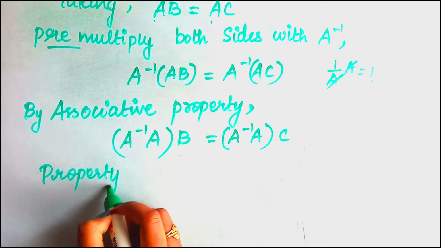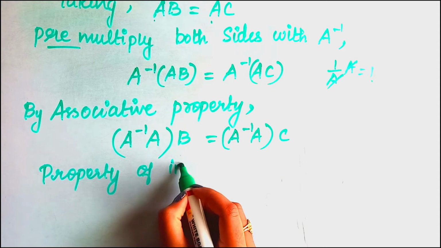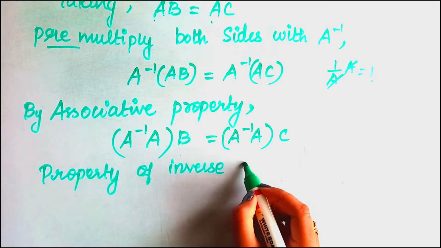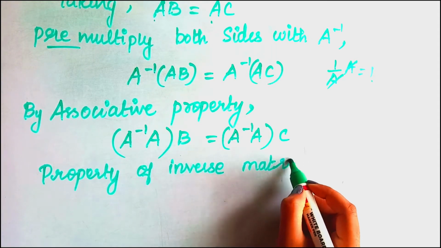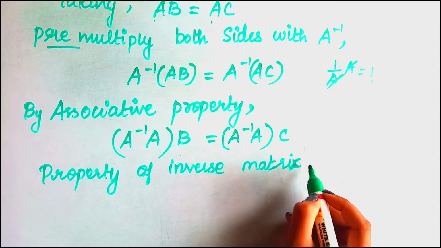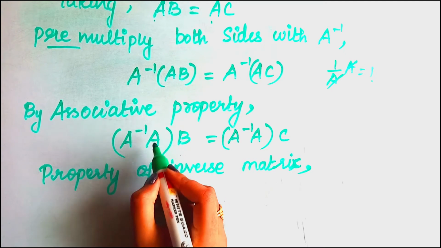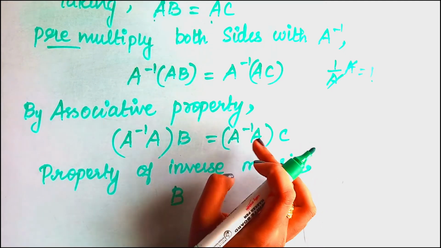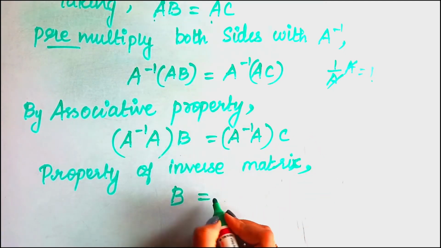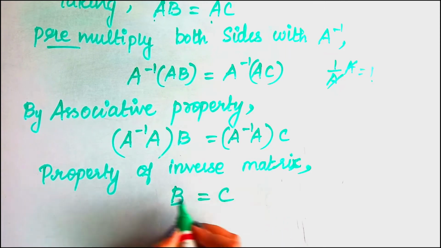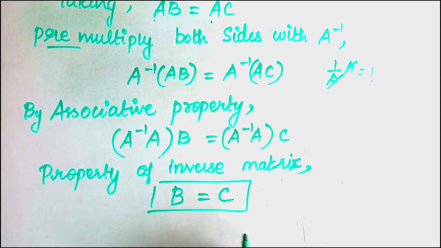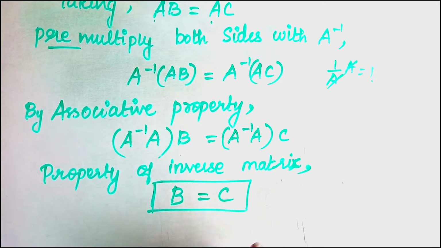Property of inverse matrix. So according to this property, you can cancel these two elements, so that we'll get B, and here it will be a 1 again. So here we'll get an answer C. So therefore we got the answer B is equal to C, right? So this is easy, right? You have to just use some properties to define this.